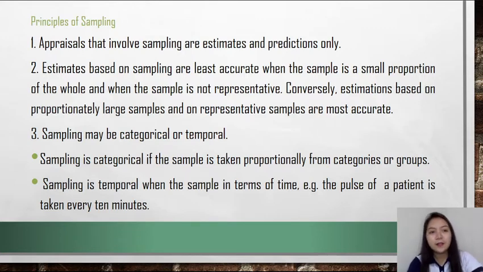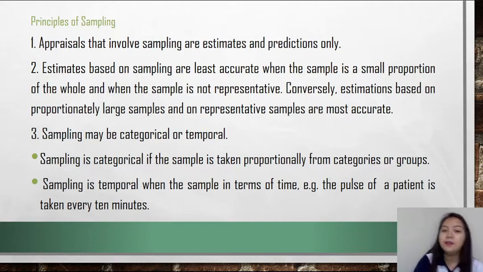The third principle of sampling is that sampling may be categorical or temporal. Sampling is categorical if the sample is taken proportionally from categories or groups. On the other hand, sampling is temporal when the sample is taken in terms of time. For example, the pulse of a patient is taken every 10 minutes. So it involves time if the sampling is temporal.